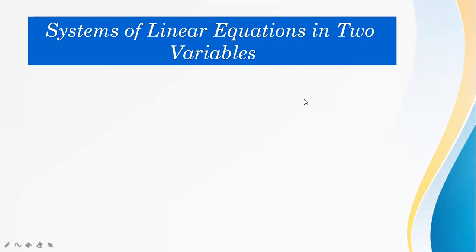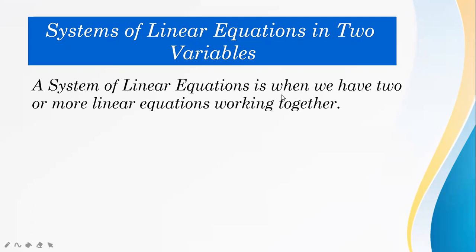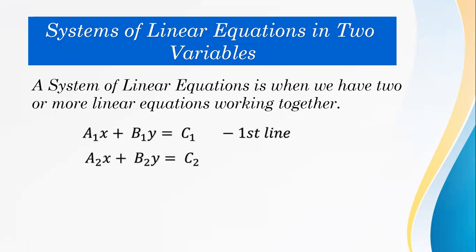Systems of linear equations in two variables. A system of linear equations is when we have two or more linear equations working together. So we have two or more linear equations, and we call this a system of linear equations. We have your a sub 1 x plus b sub 1 y equals c sub 1. That will be your first line. And a sub 2 x plus b sub 2 y equals c sub 2. And that will be your second line.